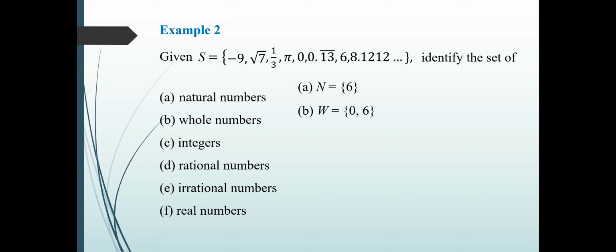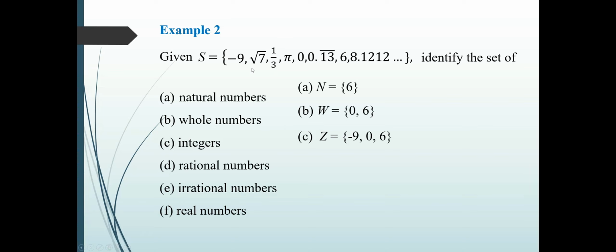Integers would be numbers which are countable with the addition of negative numbers. So it's 0, 6, and number -9. And then rational numbers would be a number which can be written in the form of fraction. Fraction is pecahan, like this. On top and below, the numerator and the denominator must be integers. So 1/3 is obviously a rational number.